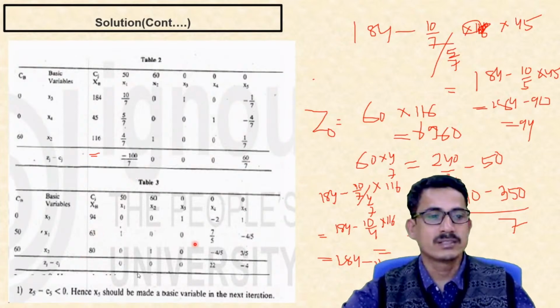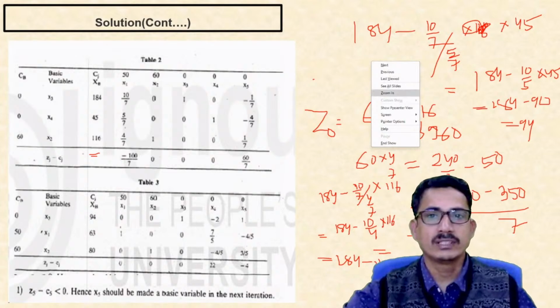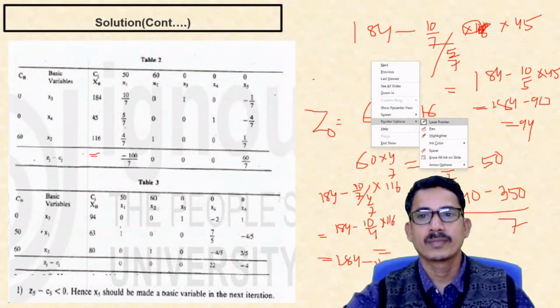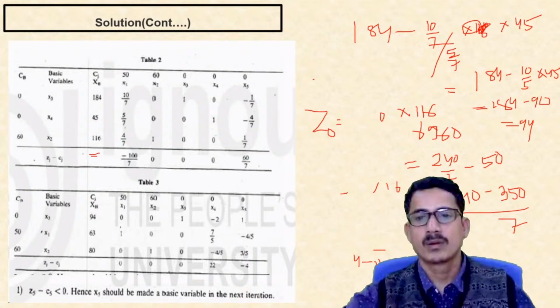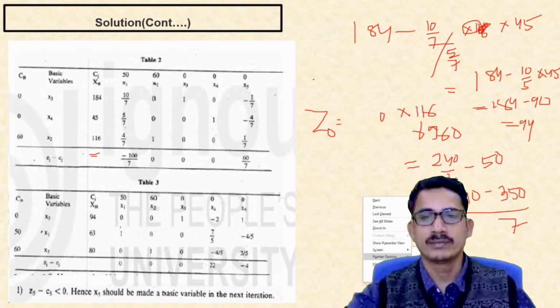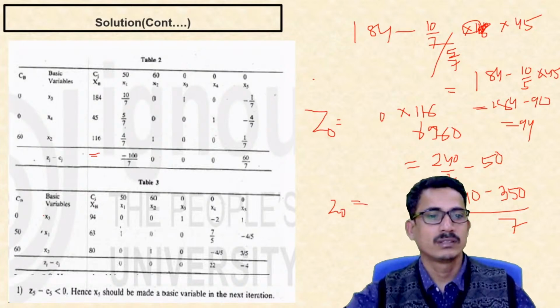Then again, you have to find out ZO and ZJ minus CJ. So what is the ZO value here? So this way the ZO value can be found out. Let me tell you. Now Z is equal to, as I had told you, summation CB into XB. This is the CB column, this is the XB column, CB into XB column.